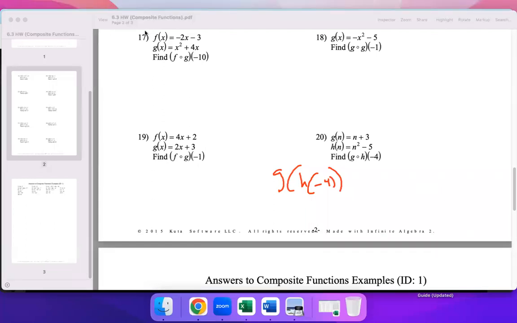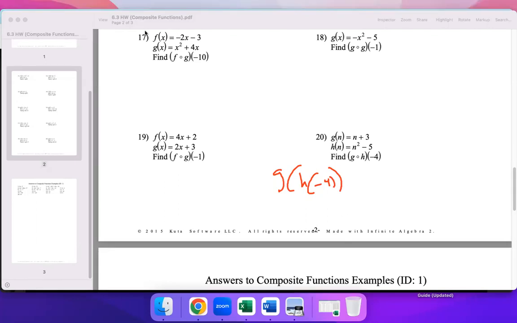So let's do it 3 more times. Let's look at this one up here. Plug -10 into G, that's 100 minus 40, which is 60. Plug 60 into F: -2 times 60 minus 3, -123. Let's do it again. Plug -1 into here, you get negative of -1 squared minus 5, which would be -6. Plug -6 into that, you end up getting -41. Do it again. Plug -1 into here. G of -1 is going to be 1. Plug 1 into that. It's 6.